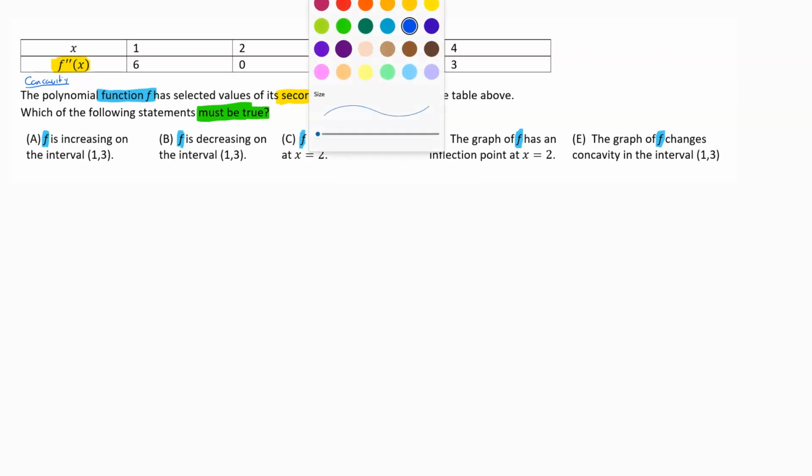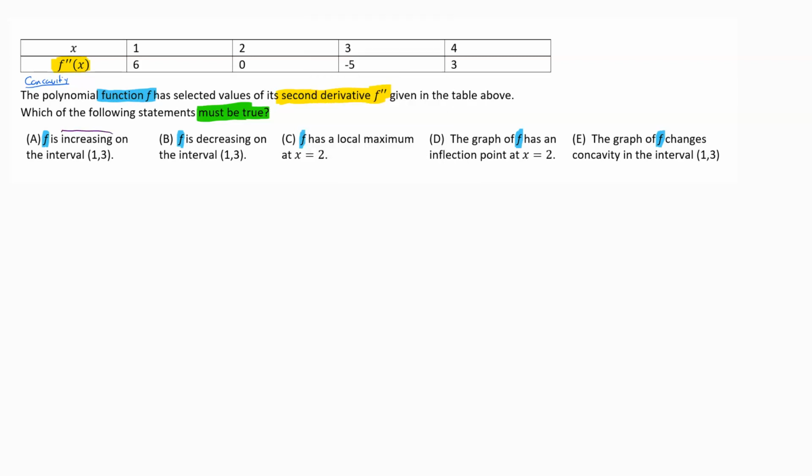Reading through the first problem, I see a word: f is increasing on this interval. Whenever I see a word like increasing or decreasing, increasing and decreasing is a first derivative game, right? Whenever we've got positive first derivatives, that's when this graph would be increasing. And here we don't see any of that information. We just have second derivative information.